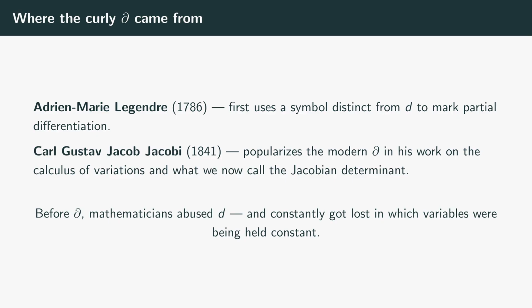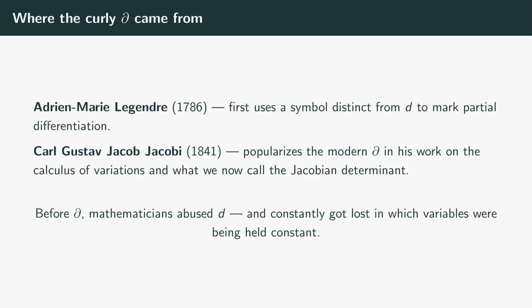Quick history note on the funny-looking d. I love this story, honestly. That symbol with the curl on the back is called the partial d, and it carries one piece of information. Only one variable is being differentiated here, and the others are along for the ride. Adrien-Marie Legendre is the first person to use a symbol distinct from regular d consistently, in 1786. He was tired of confusing partial derivatives with full differentials in his own notes.